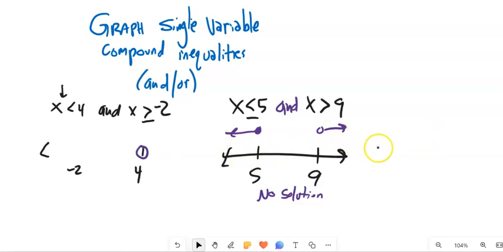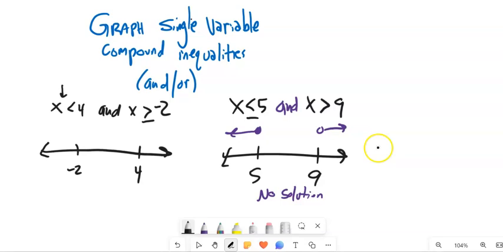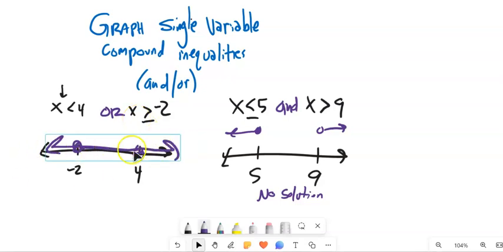Similarly, if I get over onto this one, and I change this to an or, x is less than 4, which looks like this. X is greater than or equal to -2, which looks like this. Notice that between the two, they cover the whole number line. They cover everything. So here I would say any real number, anything works. It's the whole number line.